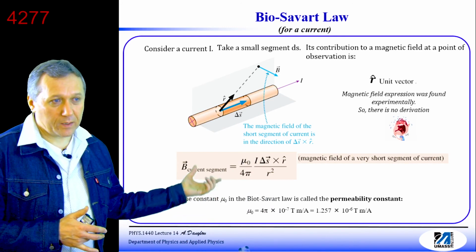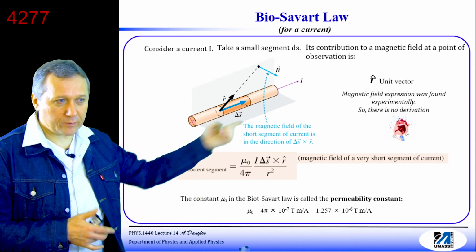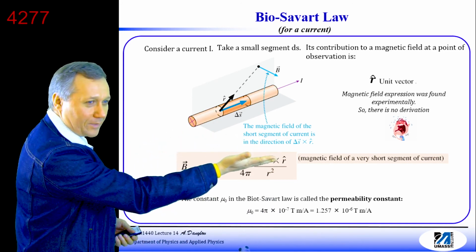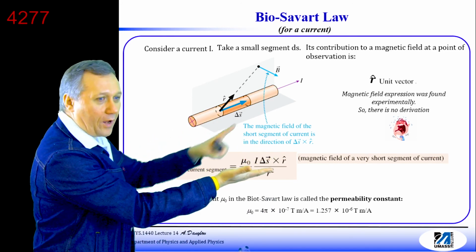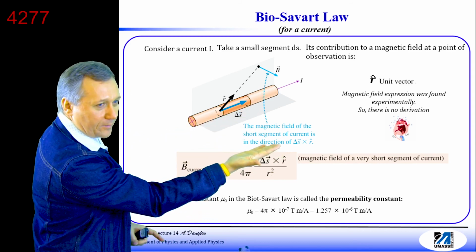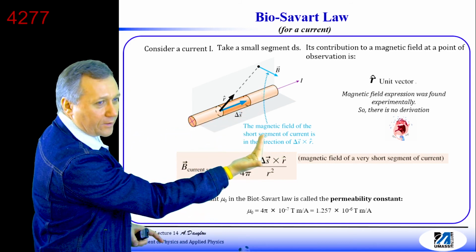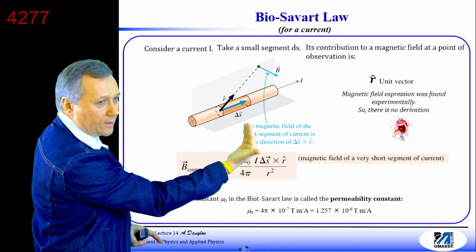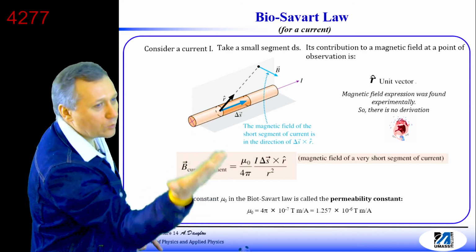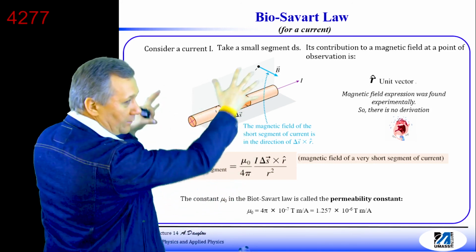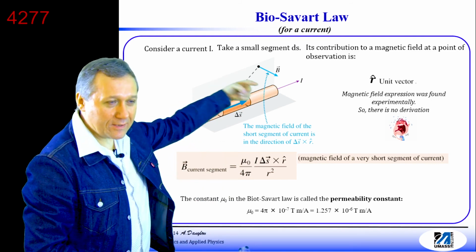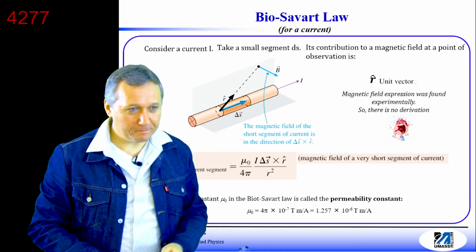Let's quickly look. Right, so the direction of ds is that way. Okay, I need to use the right hand. The direction of ds is that way, and then the direction of r is that way. So I need to position my hand like this, and then bend my fingers in the direction of r. As a result, my outstretched thumb gives me the direction of B, which is sort of out of the page, out of the screen, right?